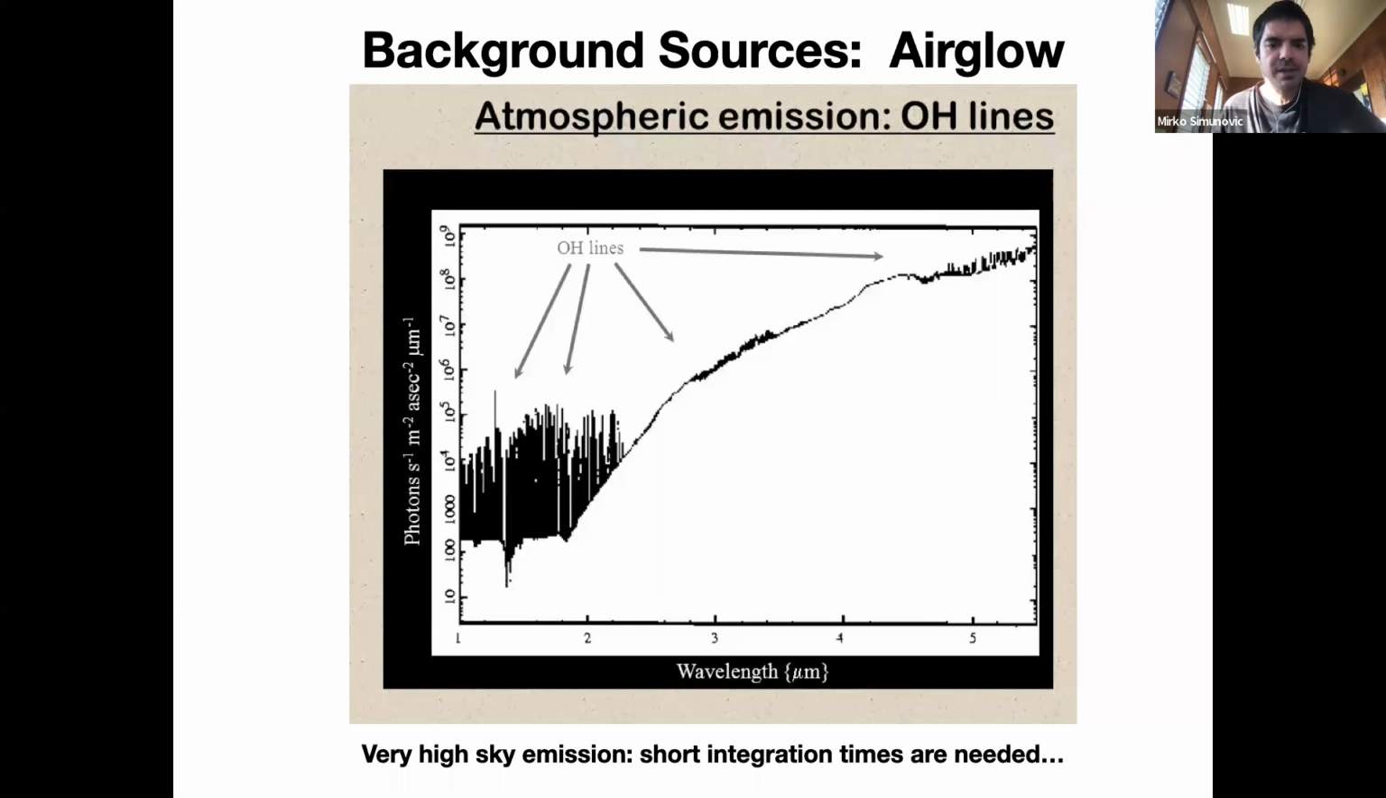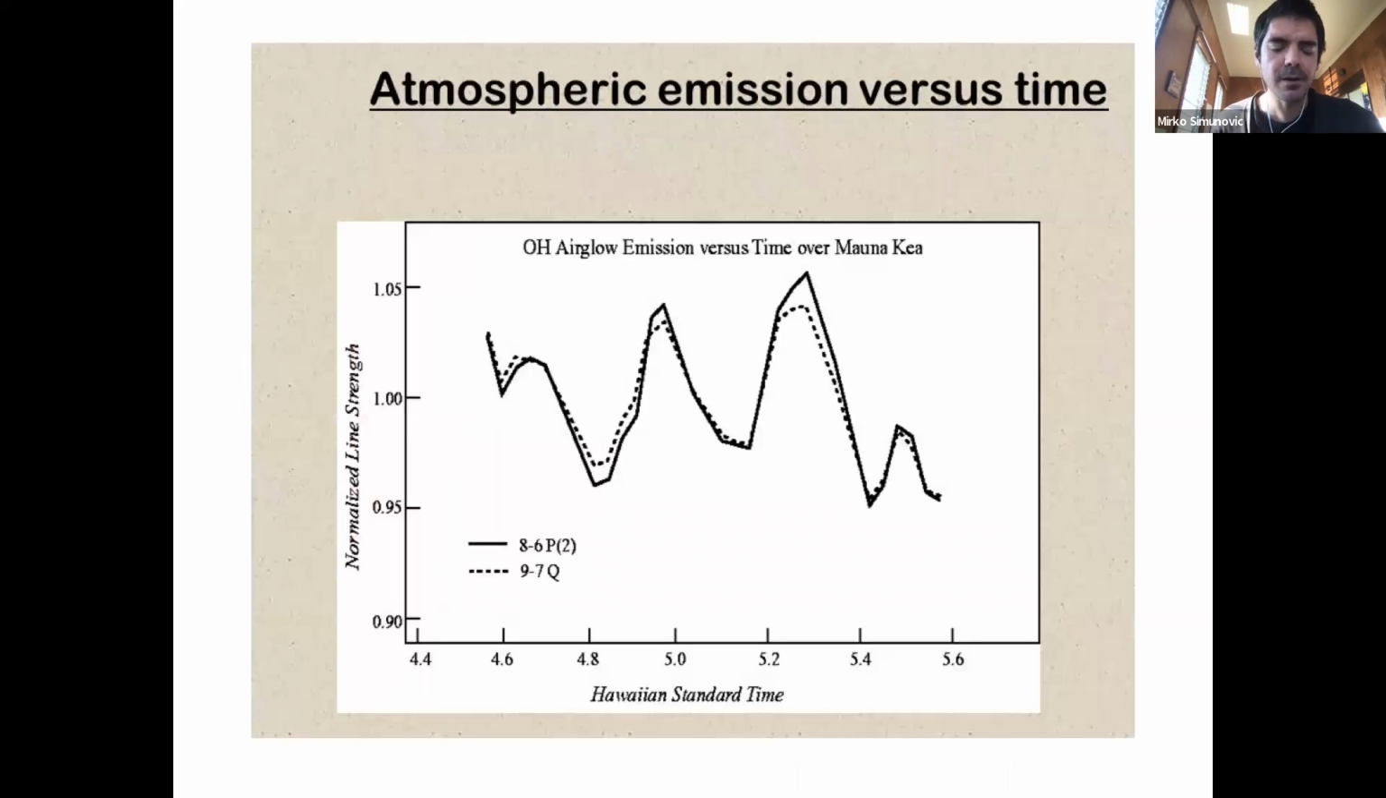So the dark sky is never fully dark. If you're observing from the ground, it will never be fully dark because the atmosphere itself is emitting very high emission, especially in the near infrared. And to make matters even worse, the airglow is very bright, so you need short integration times, otherwise you saturate your detector. But not only that, it actually varies rapidly as a function of time.